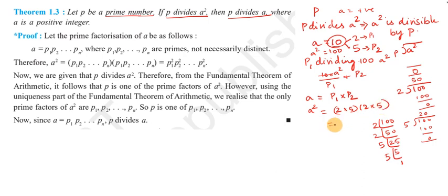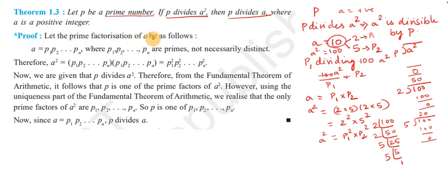So I can say that I am getting 2 square into 5 square, or I can say P1 square into P2 square. So A square is written as P1 square into P2 square. So that is what we are going to see in the proof. Now let us look into the proof line by line.